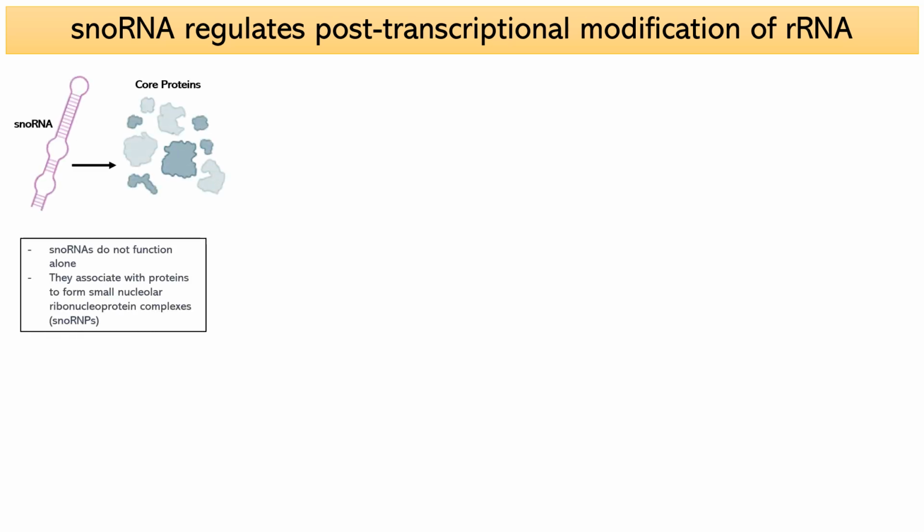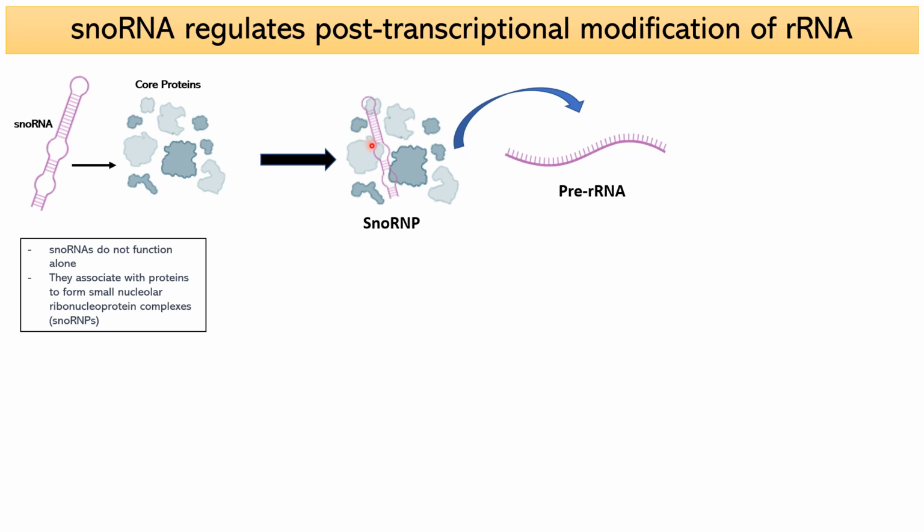What happens first is that the small nucleolar RNA will be produced within the nucleus, and then it will interact with core proteins within the nucleus, producing a complex called snoRNPs. The snoRNPs will interact with precursor ribosomal RNAs, and this will result in producing a mature ribosomal RNA that is very important for, as we said before, the structure of ribosomes.